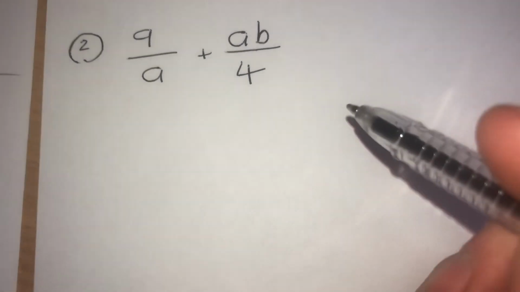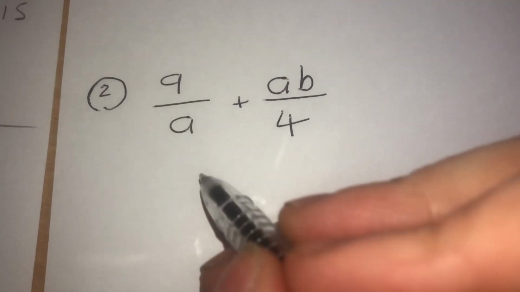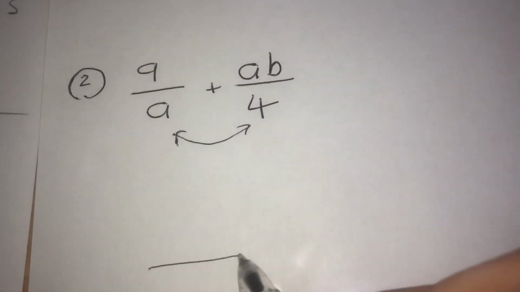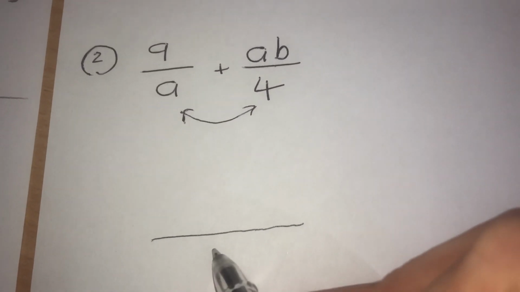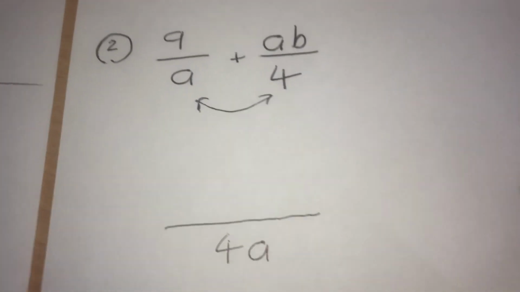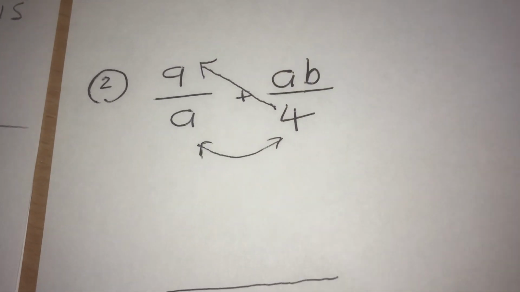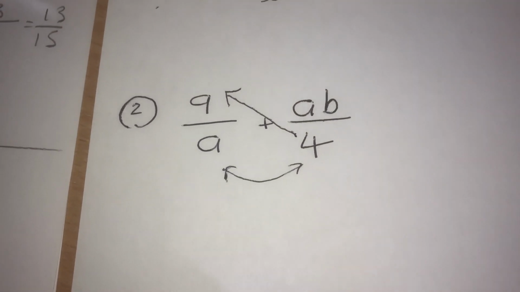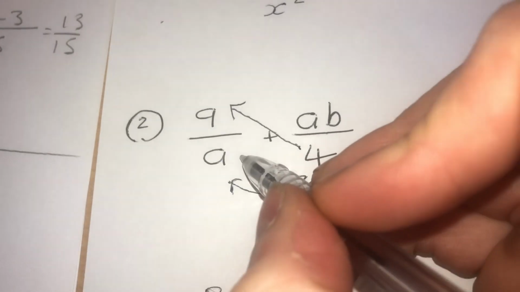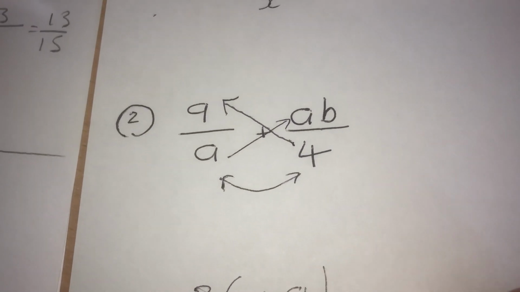The next question, okay, again, we're going to get slightly trickier each time, but the method is exactly the same. So we multiply the denominators. So I've got a times 4, so the denominator of our new fraction is going to be 4a. Cross multiply. So that is 4 times 9 on the top, which gives me 36. And then I've got a times ab, which gives me a squared b.